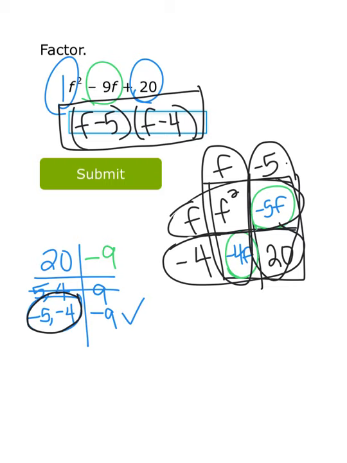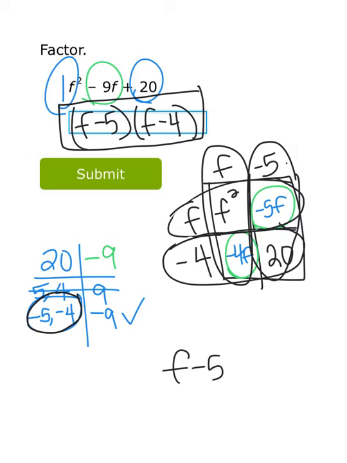So if you have a 1 as your leading coefficient, which is exactly what all of these problems will be, you really don't have to do the box method. All we could have done is just down here, I knew that my two factors were negative 5 and negative 4, and my variable was an f.